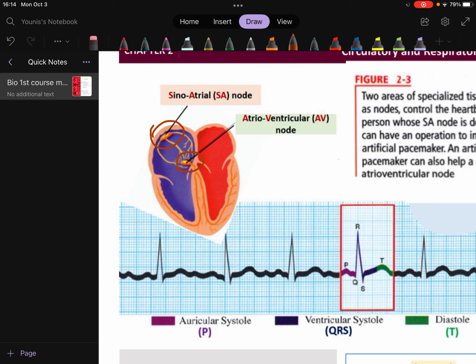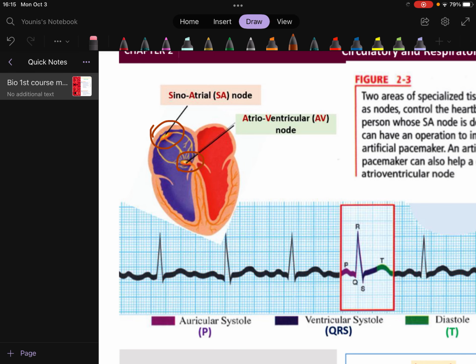These two nodes are involved in the initiation and transmission of electrical signals to heart muscles in order to contract. Our heart can initiate its own electrical signal without the help of the nervous system. The nervous system can regulate the heart rate or the heartbeat, but it's not the source of the electrical signal.